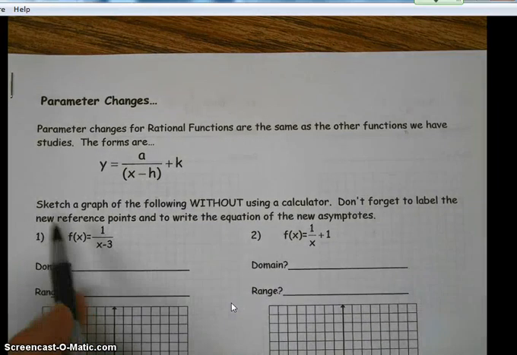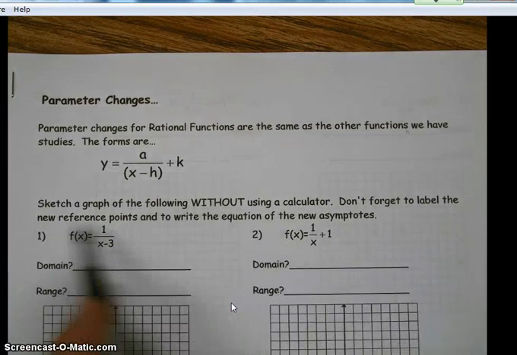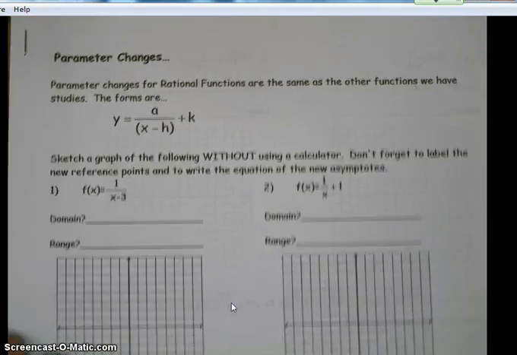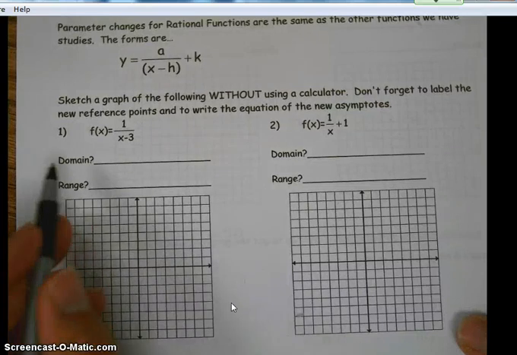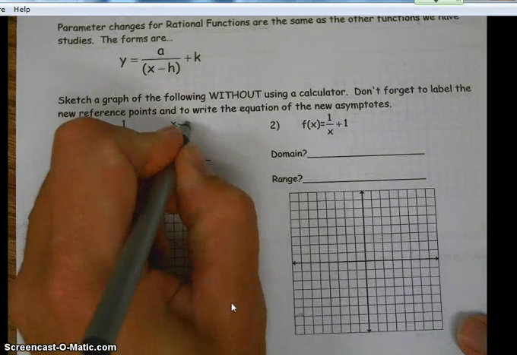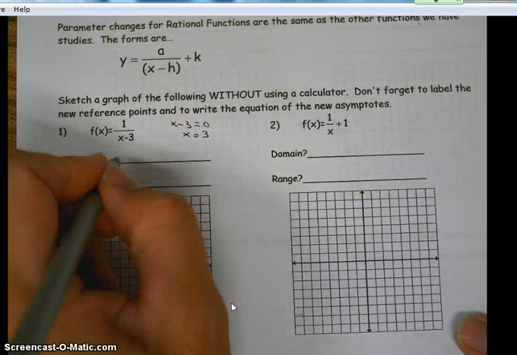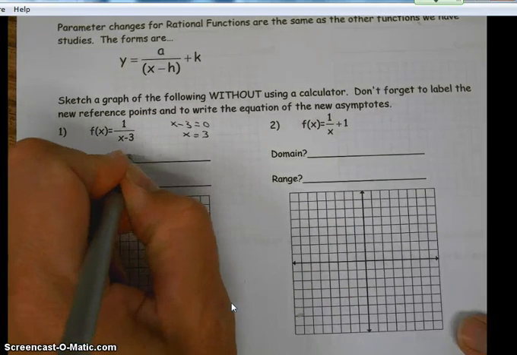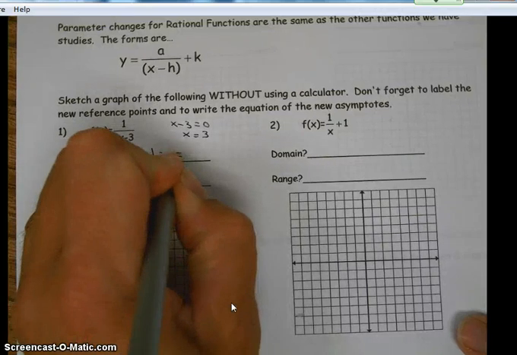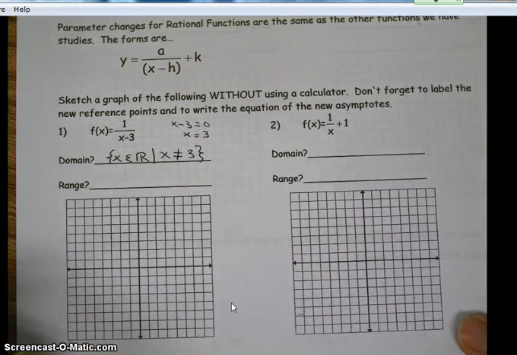So we want to sketch a graph of the following without using a calculator. Don't forget to label the new reference points and to write the equation of the new asymptotes. So first of all, the domain. Remember, in order to find the domain, we take the denominator, we set it equal to 0 and solve for x. So the domain will be x is an element of all real numbers such that x does not equal 3. Because when we plug 3 in, 3 minus 3 is 0, and you can't divide by 0.